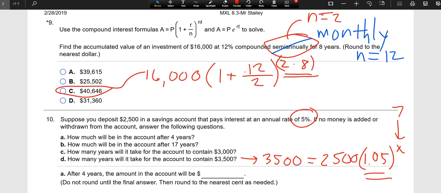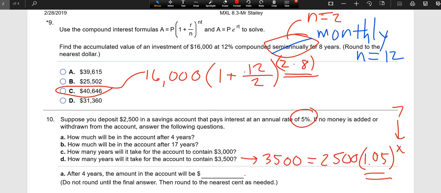Okay, so redo this question. Obviously, none of the answer choices are correct. Find out how much that 16,000 turns into after 8 years. We know that if it's semi-annual, we would have gotten 40,646. Let's see what happens when it's compounded monthly.